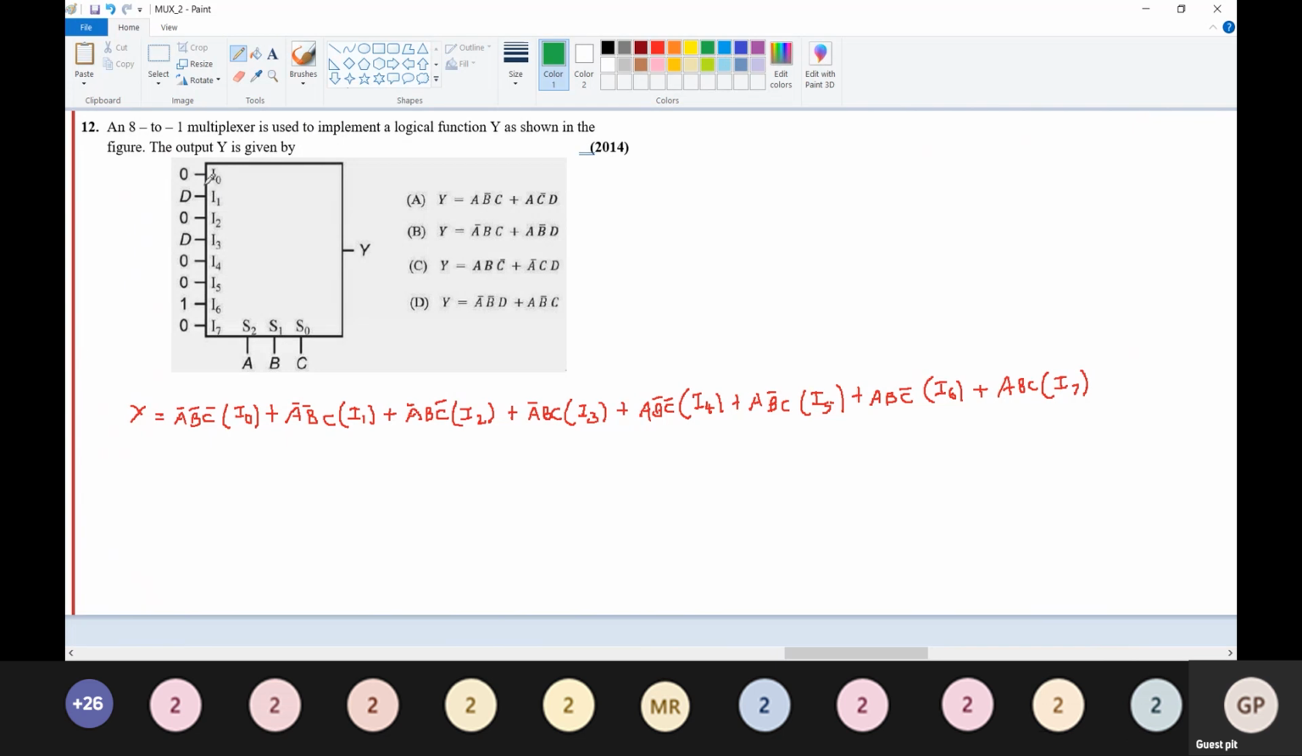I naught here is 0. I1 value is D. I2 value is 0. I3 value is D. I4 value is 0. I5 value is also 0. I6 is 1 and I7 is 0. Now the 0 terms will drop out. So now we'll write the remaining values.